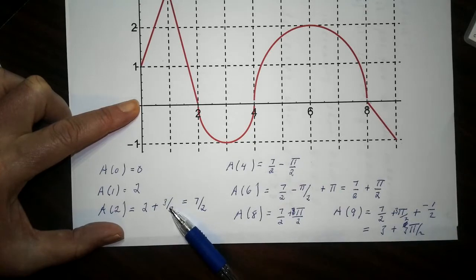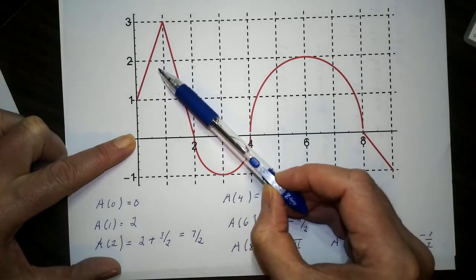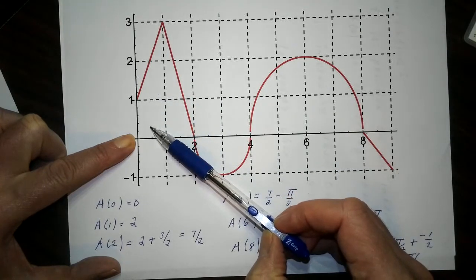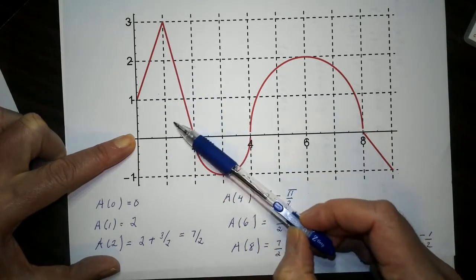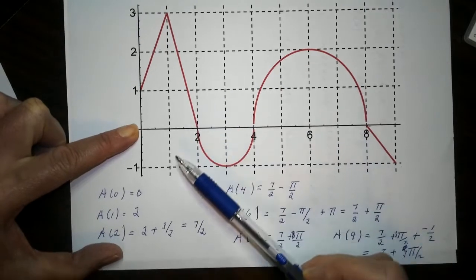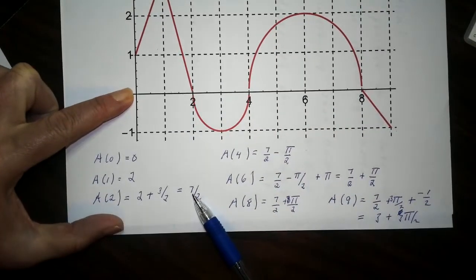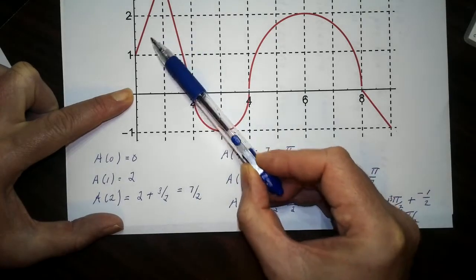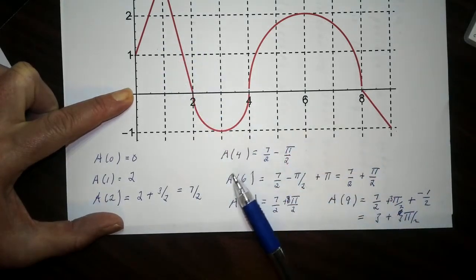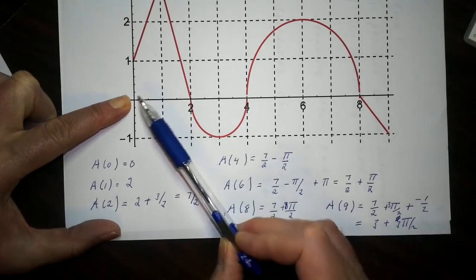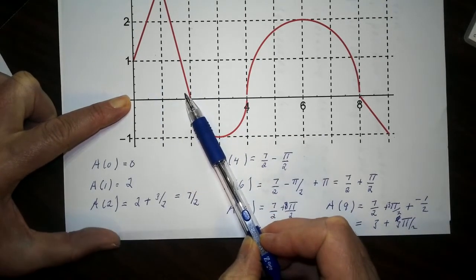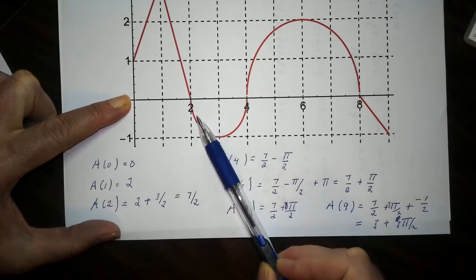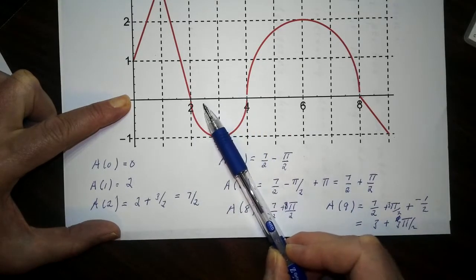A of 2, that would be the area of that triangle plus the area of that square plus the area of that triangle as well over here, and A of 2 would be 7/2. You may want to stop the video and just add the area of that triangle, that square, and that triangle together. A of 4 would be how much area we accumulated up to 2, which we know to be 7/2, and then we would have to subtract this signed area.